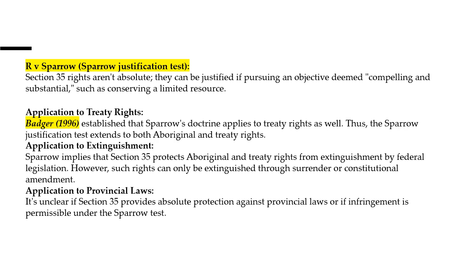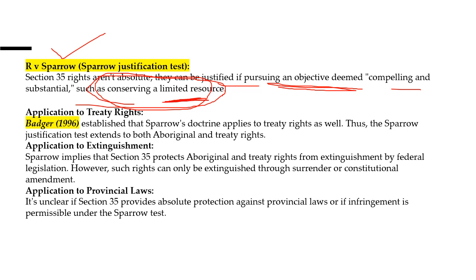But section 35 rights aren't absolute. This we see in R versus Sparrow. They can be justified if the government is doing something with an objective that is justified, reasonable, compelling, substantial, such as conserving a limited resource. So there are some natural resources, limited resources. So the government is doing something on the indigenous land, or the government has to infringe or interfere in the Aboriginal rights to some extent, only to the extent of protecting that limited resource.